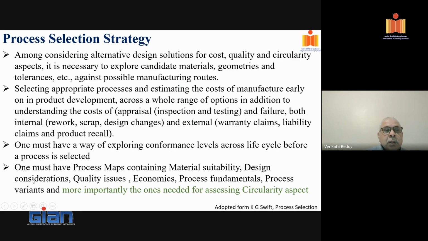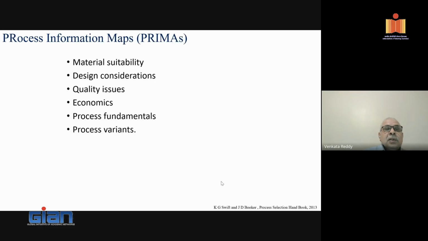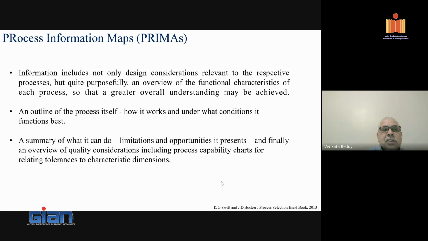One must have some sort of maps or a digitization containing material suitability, design considerations, quality issues, economics, process fundamentals, process variations, and when it comes to circularity, more importantly, the ones needed for assessing the circularity aspects, one or two of which we discussed earlier. So one shall have all this data digitized or in some sort of maps, the way I have shown the material selection in the case of manufacturing processes also. There were some attempts in the name of process information maps, but not much of circularity is considered.